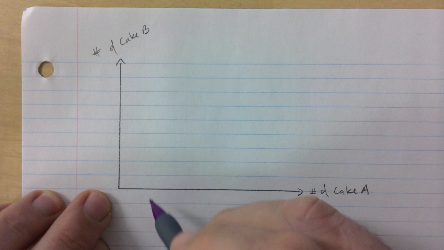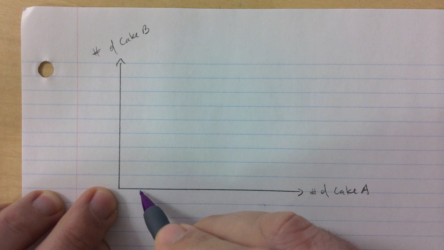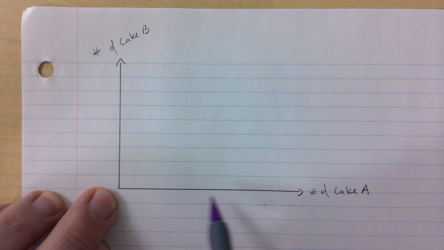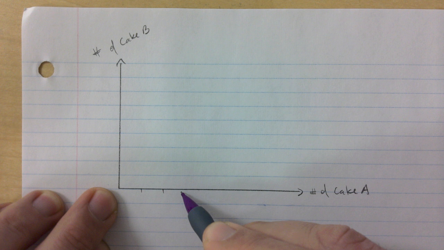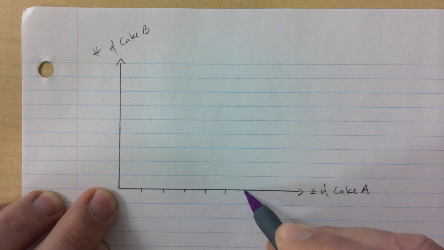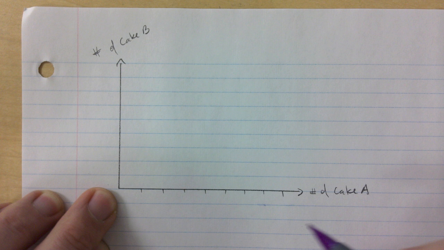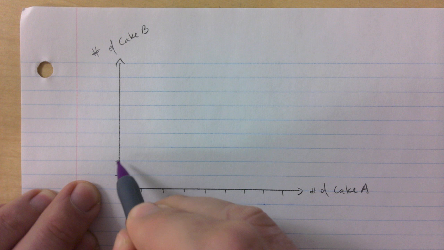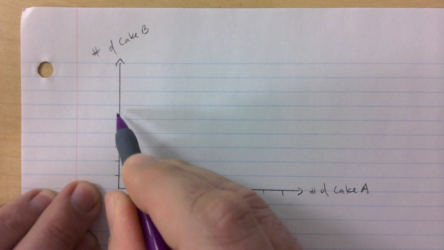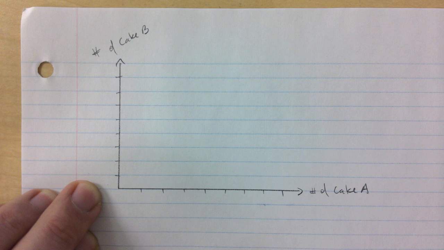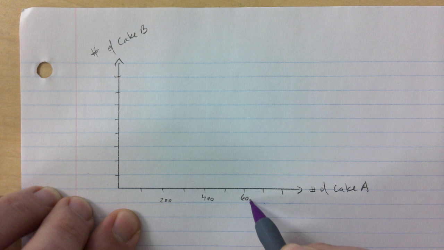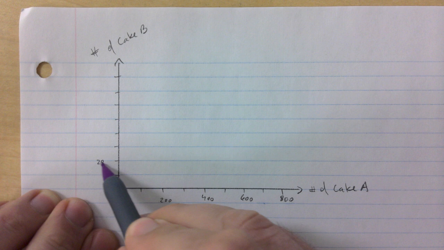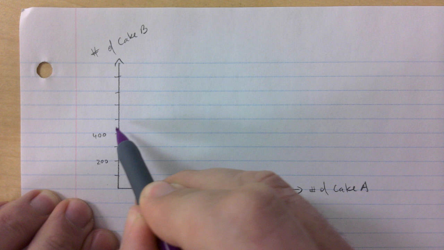Okay, so here we have the scales. I think what makes sense is to go by 100. So 100, 200, 300, 400, 500, 600, 700, 800. That's plenty, right? So we have lots of room. Don't cram it too much. And I will label every other one.